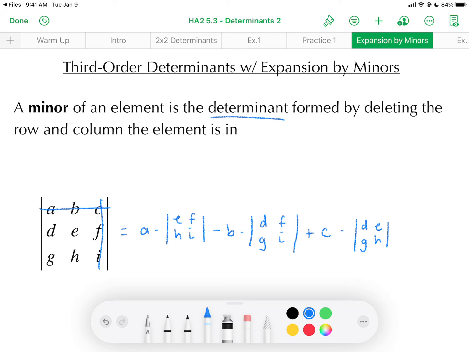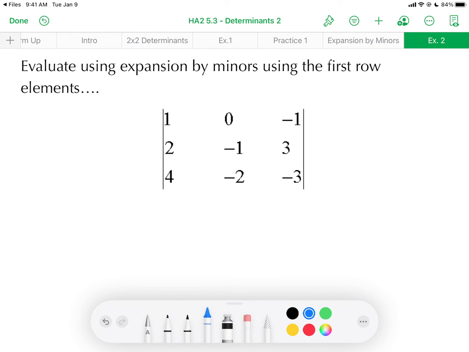So what this does is it takes the 3x3 determinant and it rewrites it in terms of 2x2 determinants. And we've just seen finding a 2x2 determinant is pretty simple, right? Okay. So let's actually put some numbers in for each of those letters. Evaluate using expansion by minors using the first row elements.